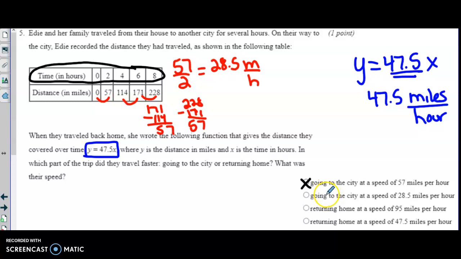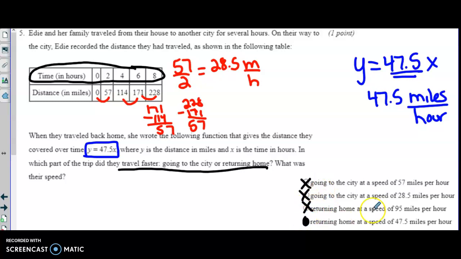Going to the city at a speed of 28.5 miles per hour. Well, that is how fast they went to the city, but it says in which part of the trip did they travel faster? And they did not travel faster going to the city. They traveled faster coming home. Because when they came home, they were going 47.5 miles per hour. They were not going 95 miles per hour. That would be crazy. So this is your answer.